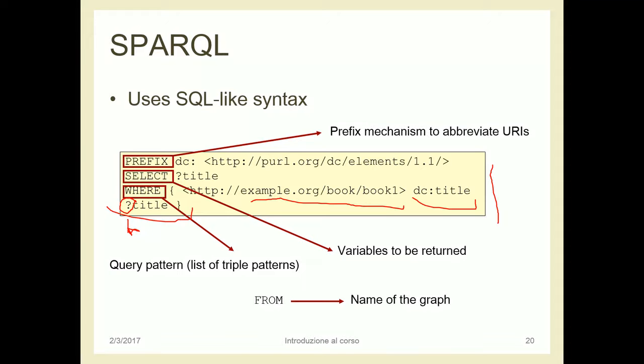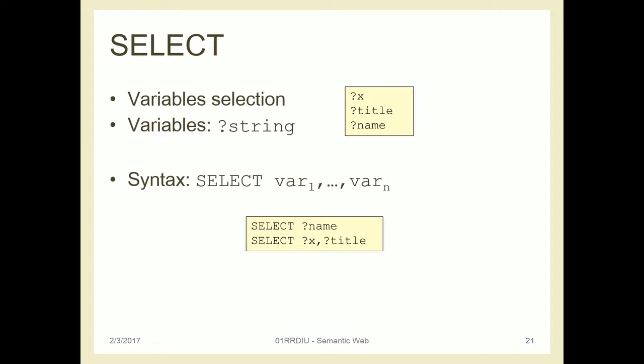There is another part of the syntax that is the from, that says what is the name of the graph. That in general is used only if you are going to use more than one graph. In most of the examples that we will see, it will not be the case, but you know that there's also this possibility. So the select allows you to select the variables. The variables are strings that have the question mark before, and you can select a number, whatever you like, of variables that are separated by comma. So here you select the name, here you select X, and the title.